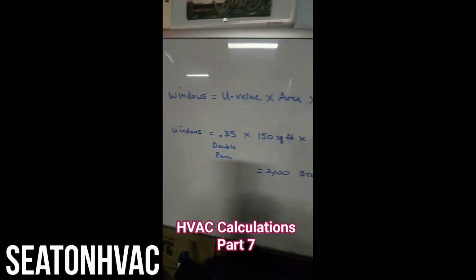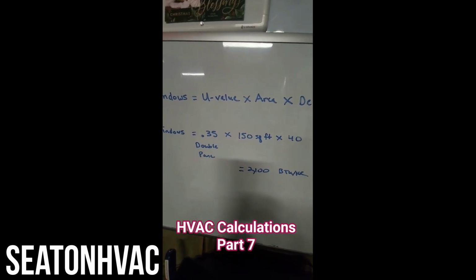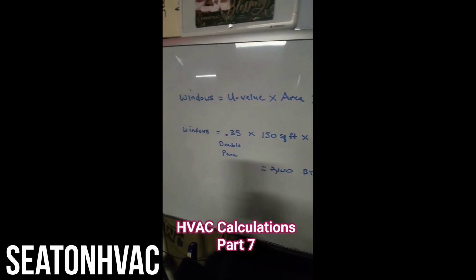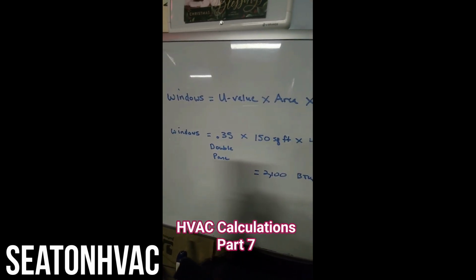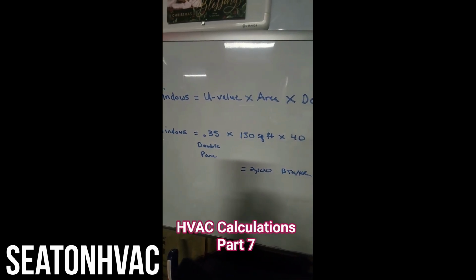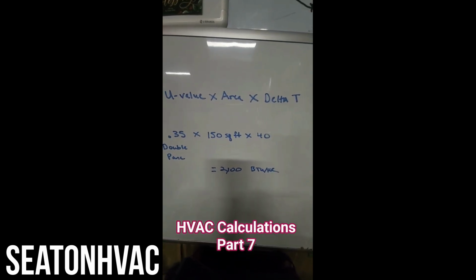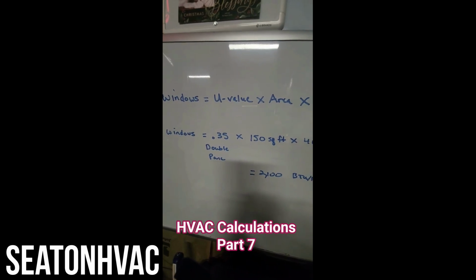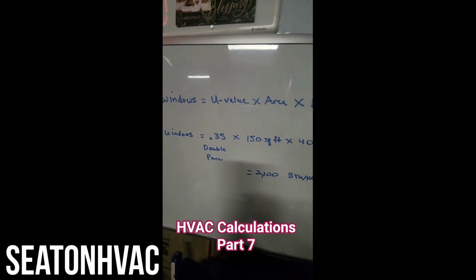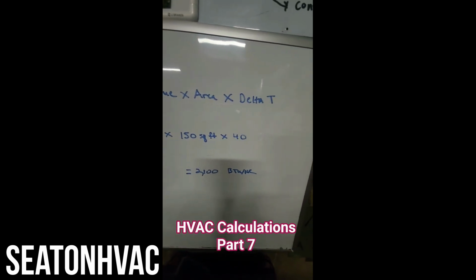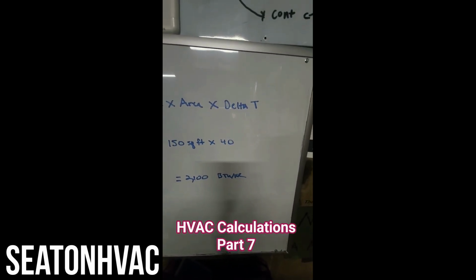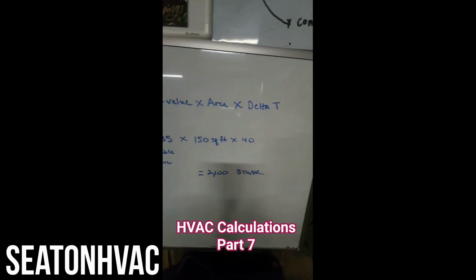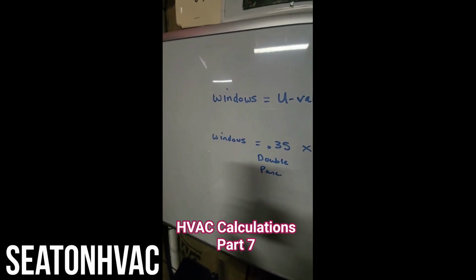So windows equals your U value, which your window manufacturer will have for you, or it'll be on the prints if you're looking at a new construction job, times the area. What is your square foot area of the windows, times your delta T, the temperature difference between indoor and outdoor. So that converts to windows.